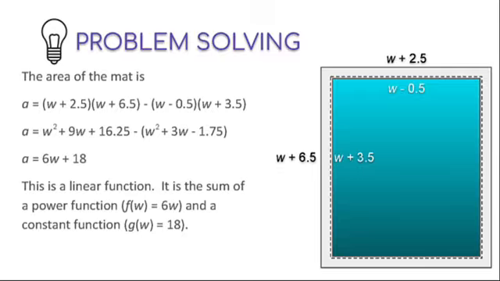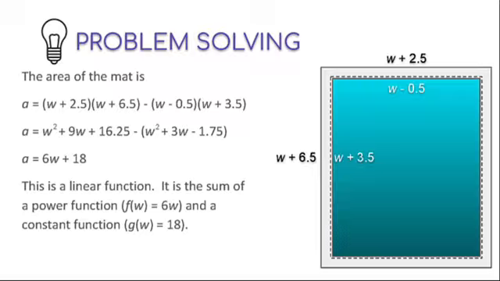The area of the mat is A equals W plus 2.5, that's the width of the outer mat, times W plus 6.5, that's the height of the outer mat, minus W minus 0.5, that's the width of the inner mat, times W plus 3.5, which is the height of the inner mat.